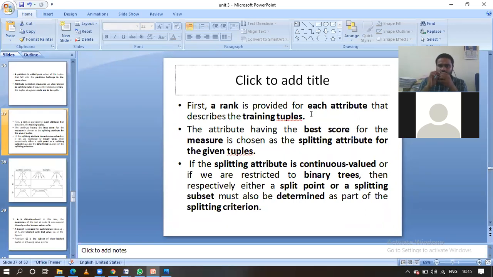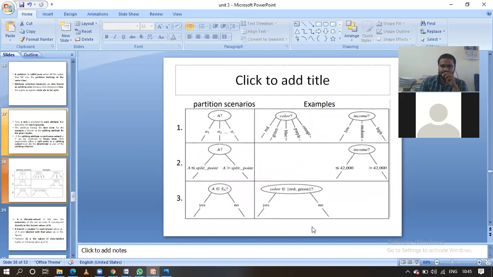In the splitting criteria, the attribute values may be continuous valued or binary valued, meaning the attribute has two outputs. For continuous values, we are going to use the split point. Previously we have seen that for numerical values we use the split point. For binary ones we use the splitting subset. Here is the example for that.